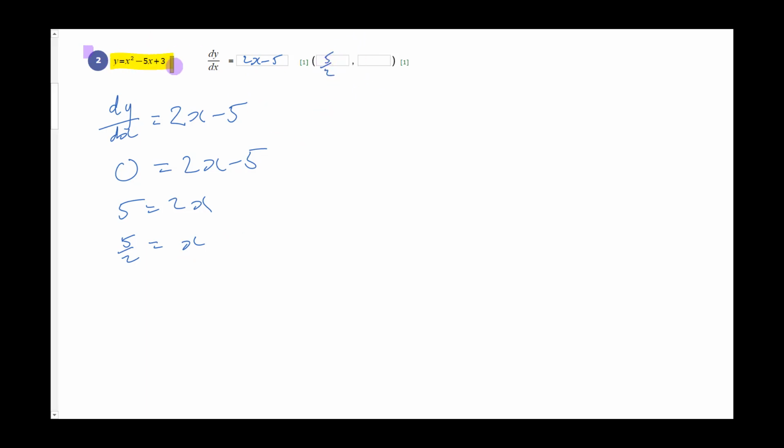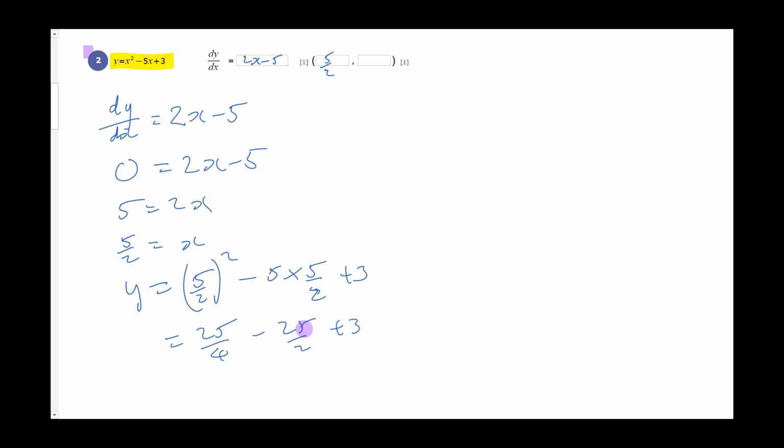Remember, our y value is given by the original equation. So we're going to put y equals this x value here, 5 over 2 squared, minus 5 times 5 over 2, plus 3. 5 over 2 squared is equal to 25 over 4, minus 25 over 2 plus 3. 25 over 2 away from 25 over 4 will give me minus 25 over 4. So what's that? That's going to be minus 6 and a quarter, plus 3 is going to give me minus 3 and a quarter for my y value.